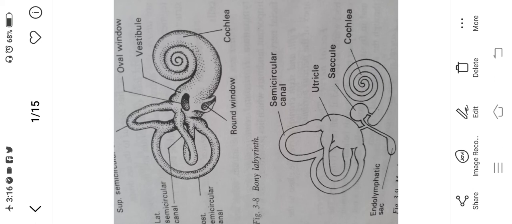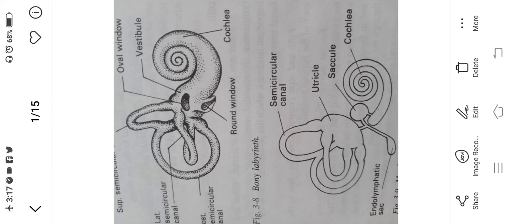Every canal has a dilated anterior end that is called the ampulla, which contains a patch of neuroepithelium called the crista. The hairs of the crista are embedded in the overlying cupola, and it gets displaced with the movements of endolymph.